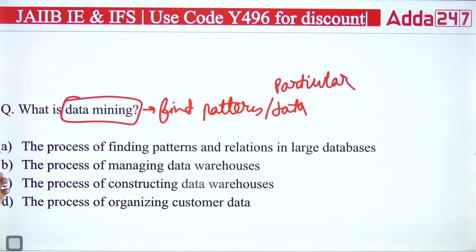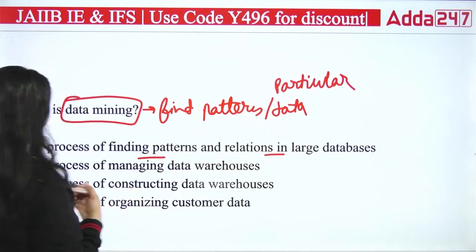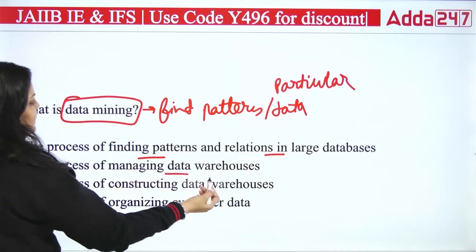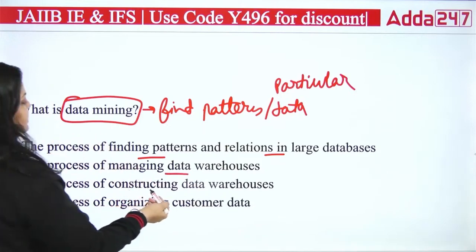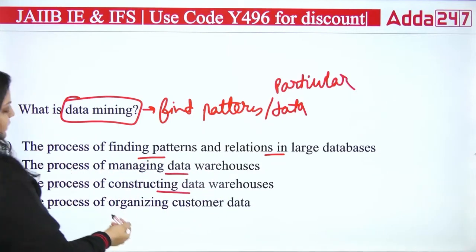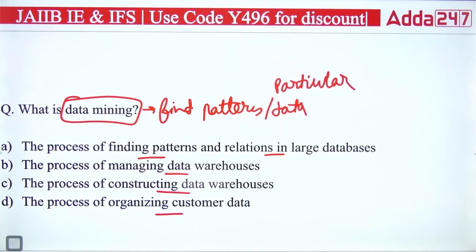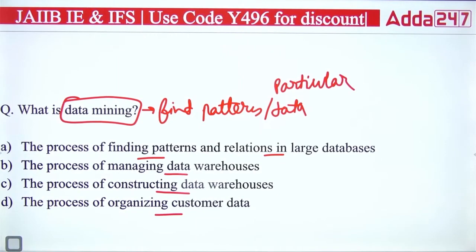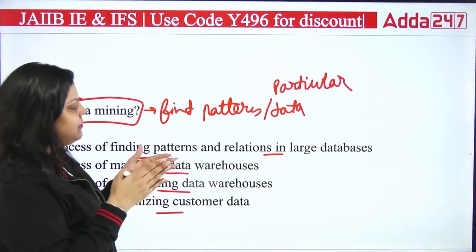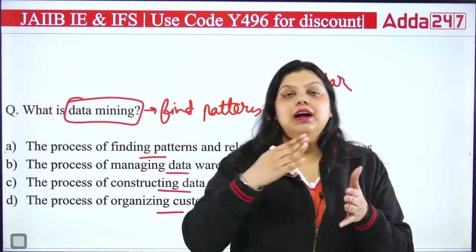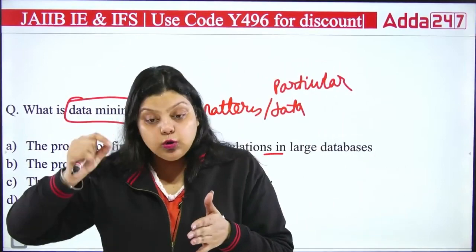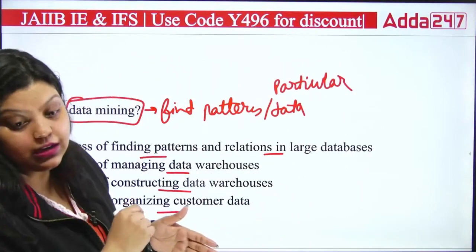So when it comes to data mining, the first is saying the process of finding patterns and relations in a large database. Second, the process of managing data warehouses. Third, the process of constructing data warehouses. Fourth, the process of organizing customer data. So what do you think, which of the following is correct, A, B, C or D? Because we have warehouses in which a large amount of data has been stored, out of that you are finding a certain pattern of data.